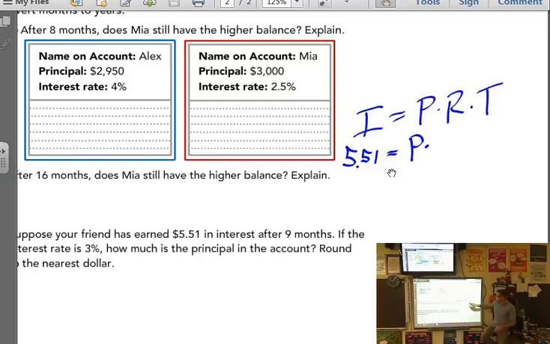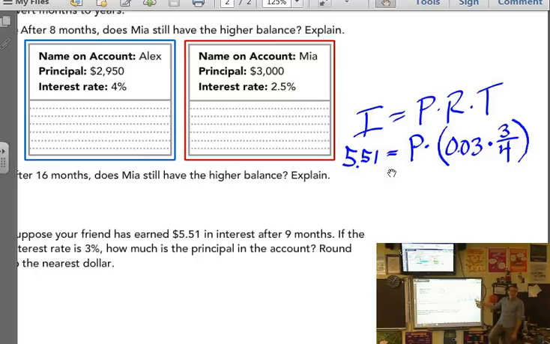The rate was 3%. Now, since I don't know the principal, and this is not required, but if you want to make your work look nicer, set up a set of parentheses, because my rate and my time, I know both of those things. I'm going to put those together in here. So my rate is 0.03. My time, what would I put in there for my time? 9 divided by 12. Or I could simplify it down to 3/4, right? 9/12 is the same thing as 3/4. Or 0.75 if you want to convert to a decimal.